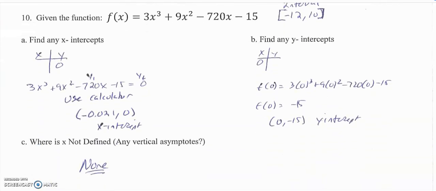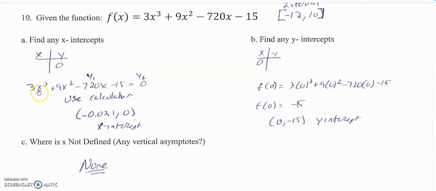Okay, question 10. Given the function f of x equals 3x to the third plus 9x squared minus 720x minus 15 from negative 12 to 10 as the domain, find the x-intercepts and y-intercepts. So remember, to find any x-intercepts, you make y 0. So we take the original function, set y equal to 0, and I could use the calculator for this.